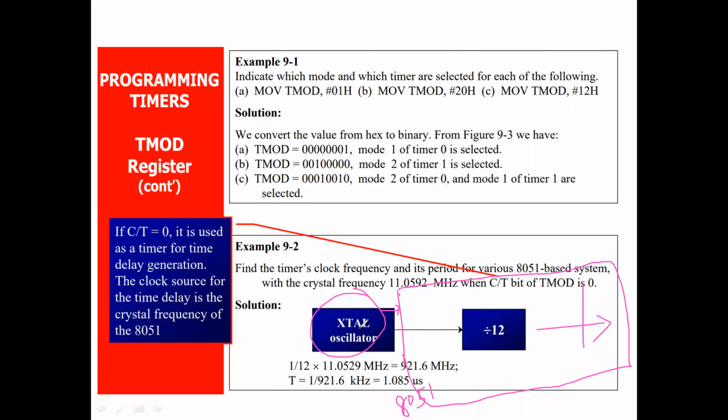Okay, what is the crystal oscillator frequency? It is 11.0592 MHz, the external frequency. This frequency will be divided by 12. Then the frequency of 1 to 1.6 megahertz is what you provide to the timer.